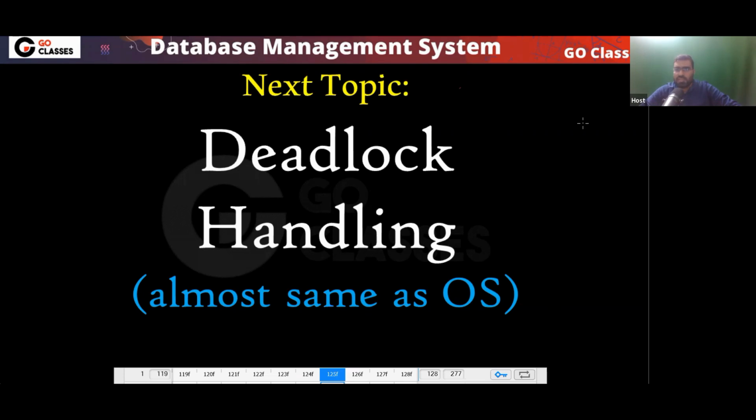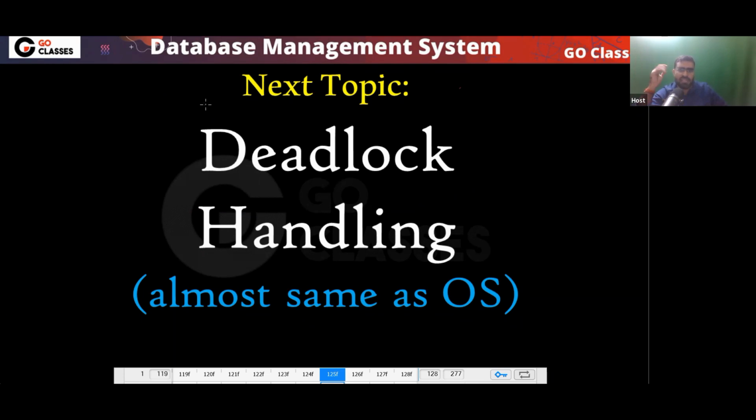So, in this lecture, we will study deadlock handling in transaction management. From the transaction point of view, we will study what deadlock handling is, how to handle the deadlock, how to prevent the deadlock, and if the deadlock has occurred, how to recover from it. So all these points we will study: deadlock prevention, deadlock detection, and recovery. This is our topic for this lecture.